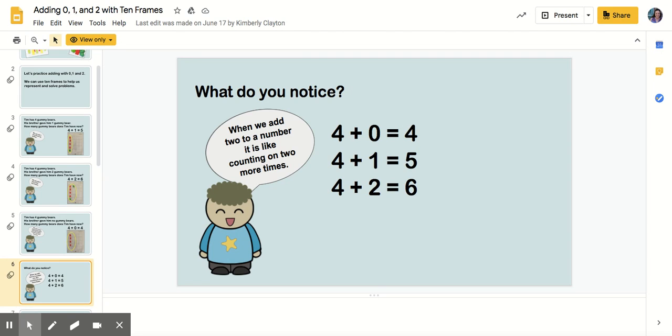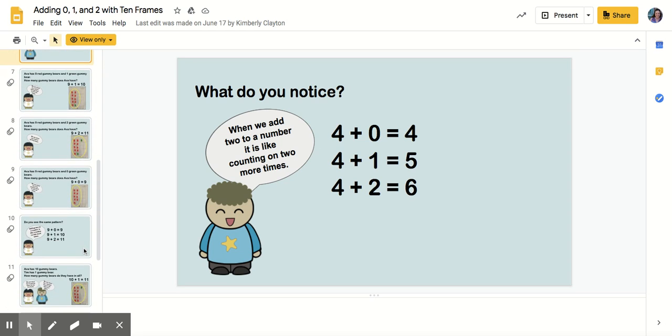Now, normally when you add, your numbers get bigger. But in this case, when you're adding with the 0, it doesn't change the number. It stays the exact same. Here we have 4 plus 1. That means it's one number bigger than 4, which is 5. And here we need a number that's 2 more than 4, which gives us 6. Let's do a couple more.